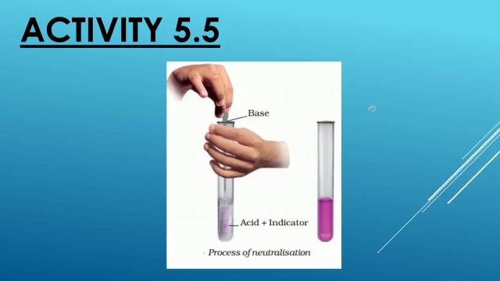You can see he is adding 2 to 3 drops of indicator to the HCl taken in the test tube. After adding 2 to 3 drops of phenolphthalein, we need to shake the test tube gently. Not that we should shake very quickly. No, gently we need to shake the test tube. Okay, and we need to observe whether it changes its color. That is the observation you need to make.